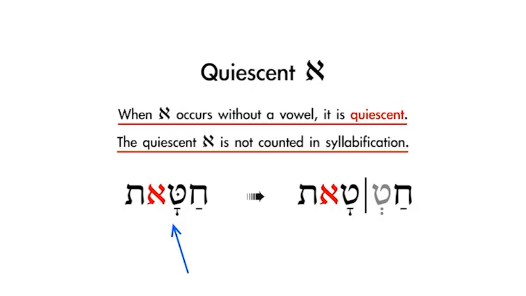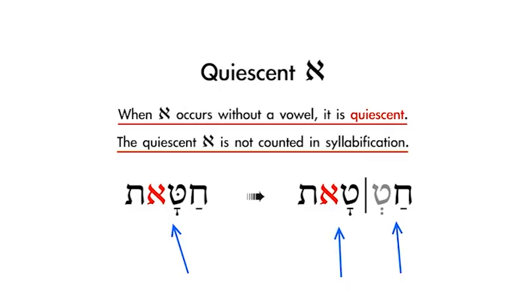Normally we would expect to see either a vowel or a shawah underneath each of the interior letters of a word. But in this case, you see neither a vowel nor a shawah associated with the aleph. Because there is neither a vowel symbol nor a shawah with the aleph, it is termed quiescent. It's silent. So this particular word is going to be syllabified as chat and then tath. You can see here in our second example, there's the first syllable, chat, and the second syllable, tath.